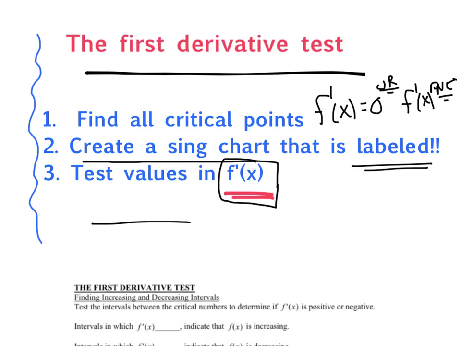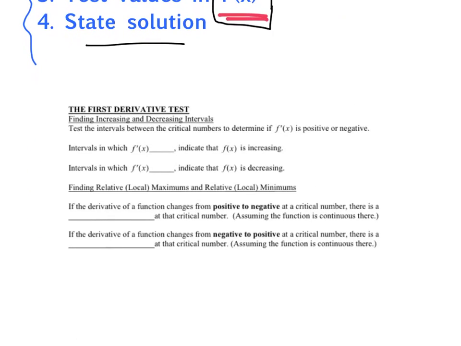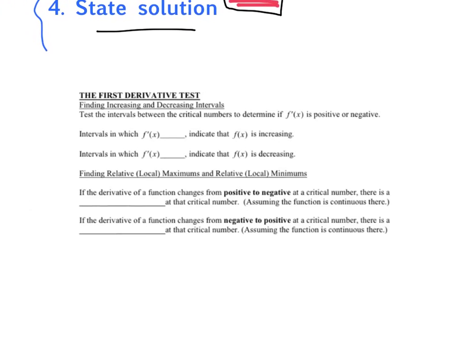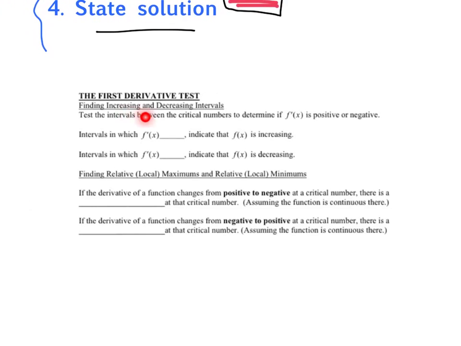Now, I'm going to have you copy down one more thing about our first derivative test before we actually dive into an example. So again, if you need to pause it, go for it. Here's how you use this first derivative test to find increasing and decreasing intervals: test the intervals between the critical points to see if f prime is positive or negative. Intervals in which f prime is positive indicate f of x is increasing. Intervals in which f prime is negative indicate that f of x is decreasing.